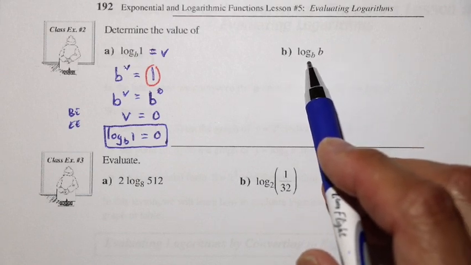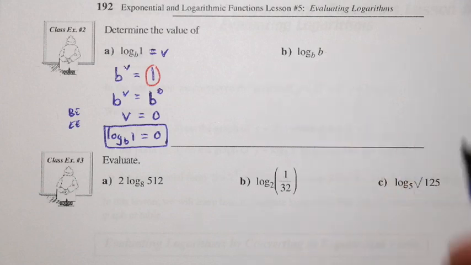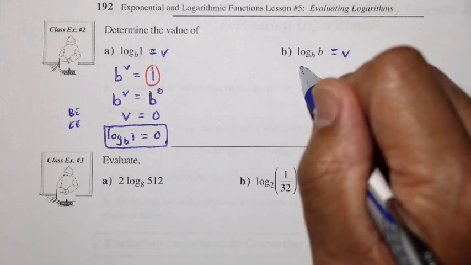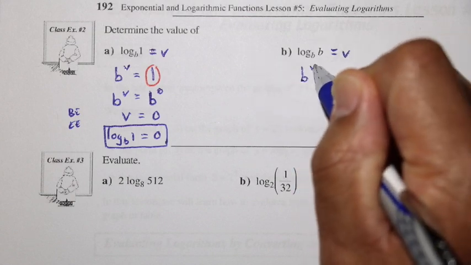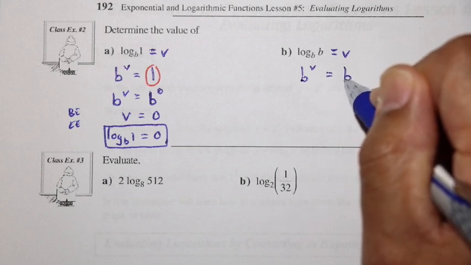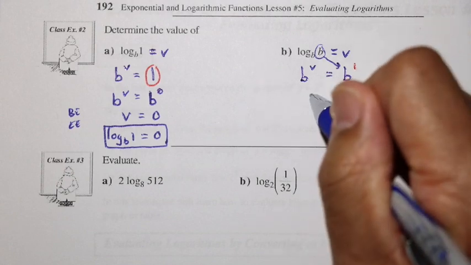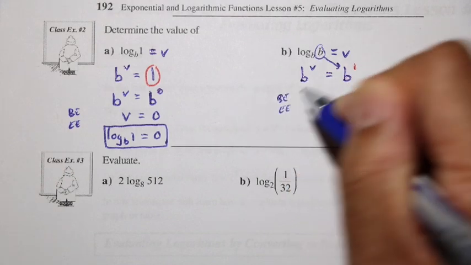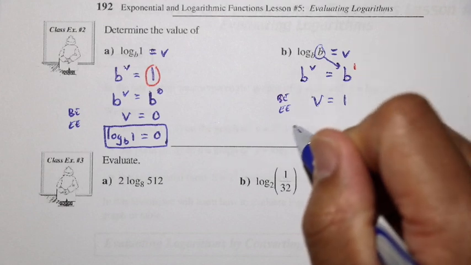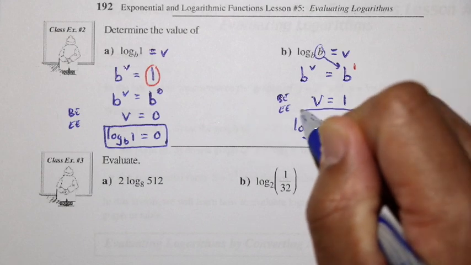Okay, we have this log base b of b. And notice that this base is the same as that argument there. We want to evaluate that, so we say it's the unknown value v. And now, changing to exponential form, we have b to the v is equal to this b. And here again, hidden is that b with no exponent is exponent 1. Since the bases are equal, the exponents must be equal, so v is equal to 1, and therefore we can conclude that log base b of b is equal to 1.